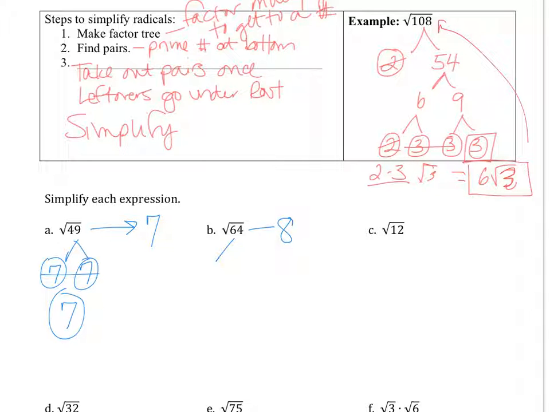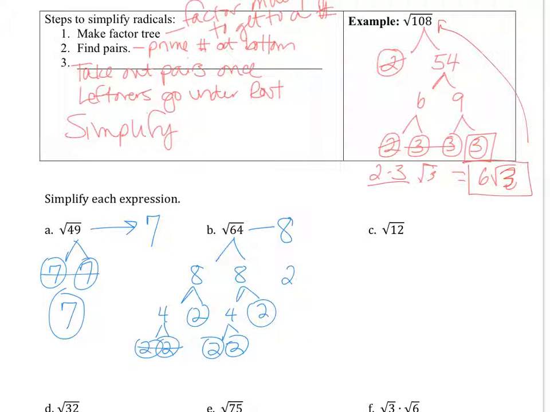Show you that with a factor tree. So this is 8 times 8, 4 times 2, 2 times 2, 4 times 2, 2 times 2. Circle all my 2's. So I've got one pair of 2's, another pair of 2's, and that last pair of 2's. So 2 times 2 times 2 is 8.